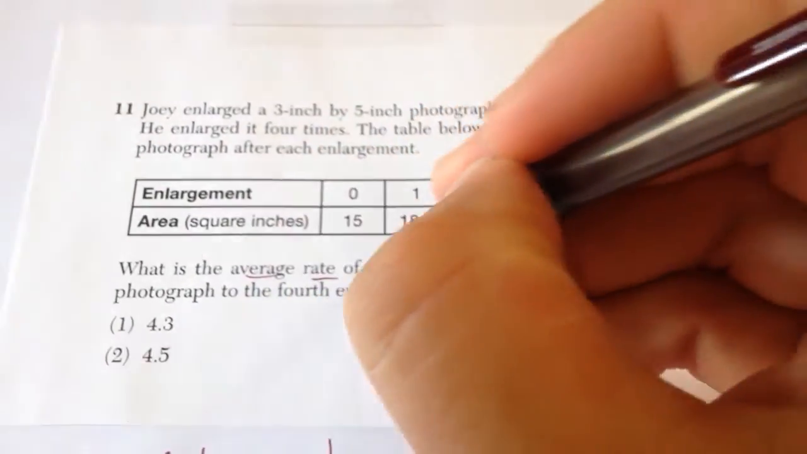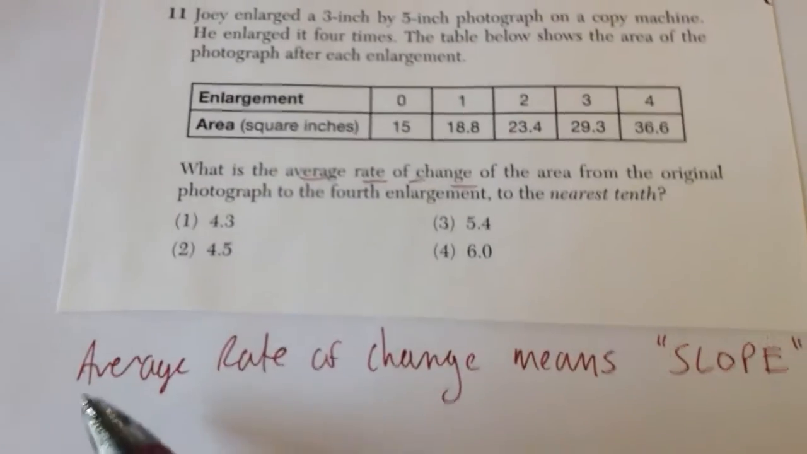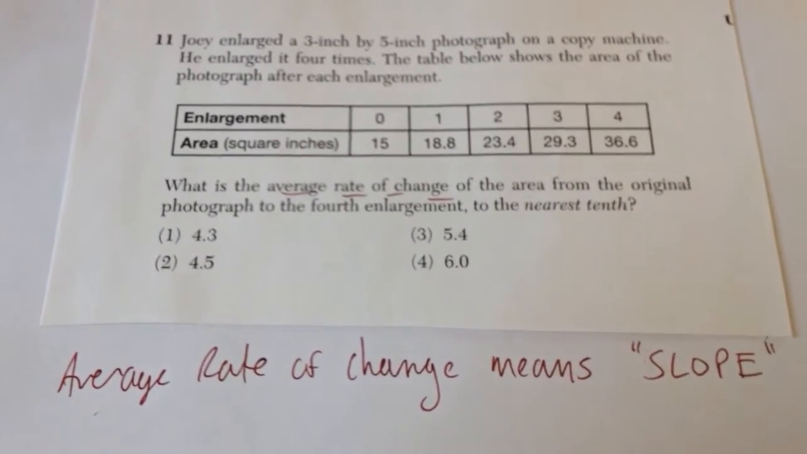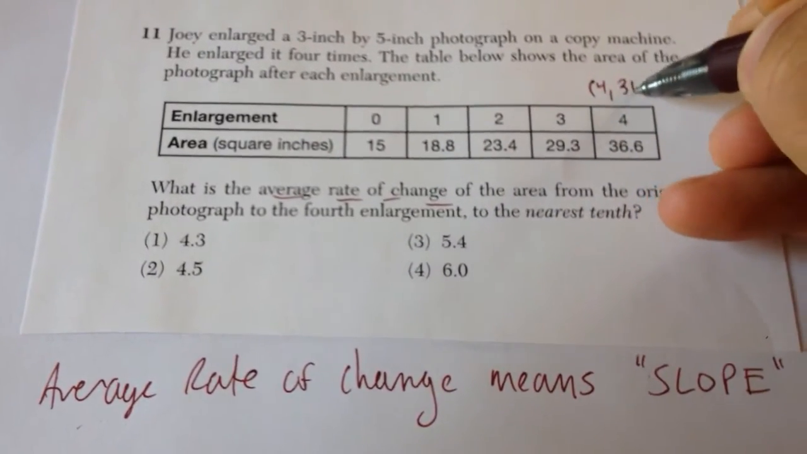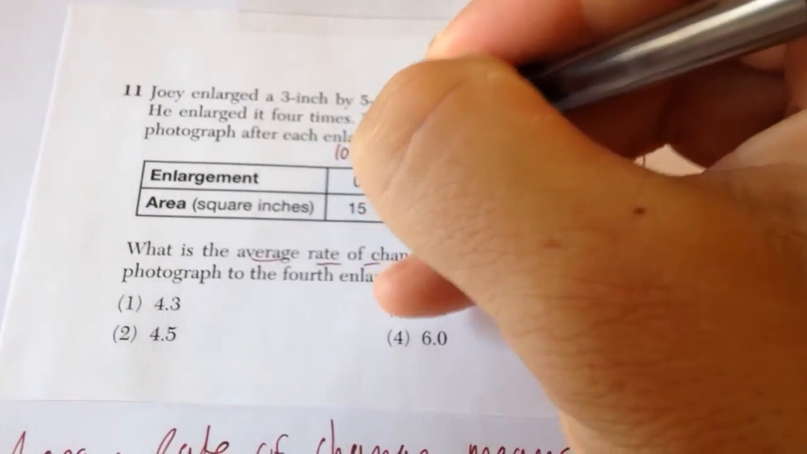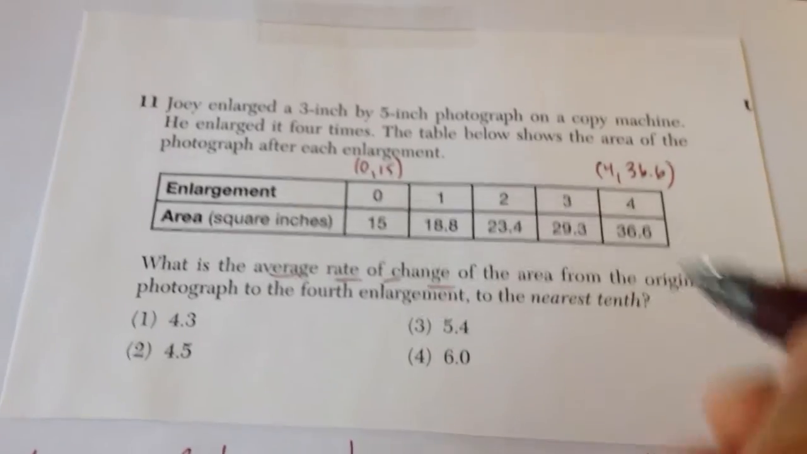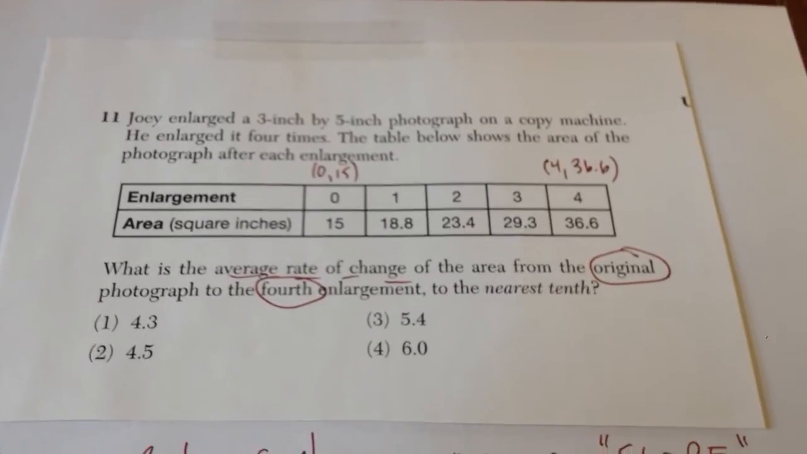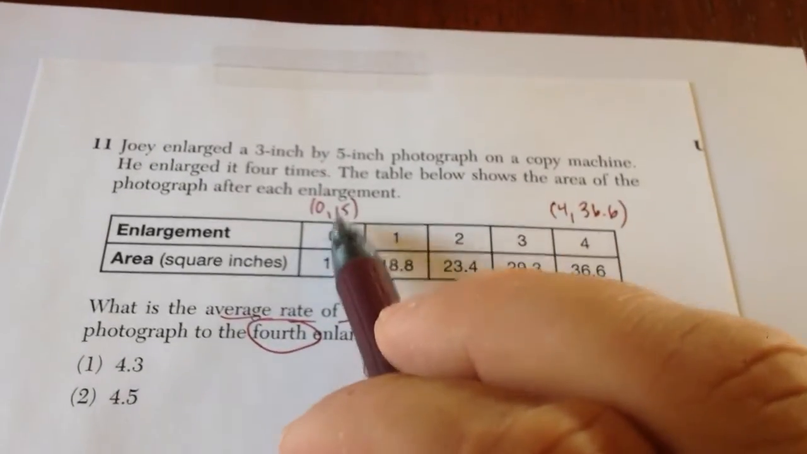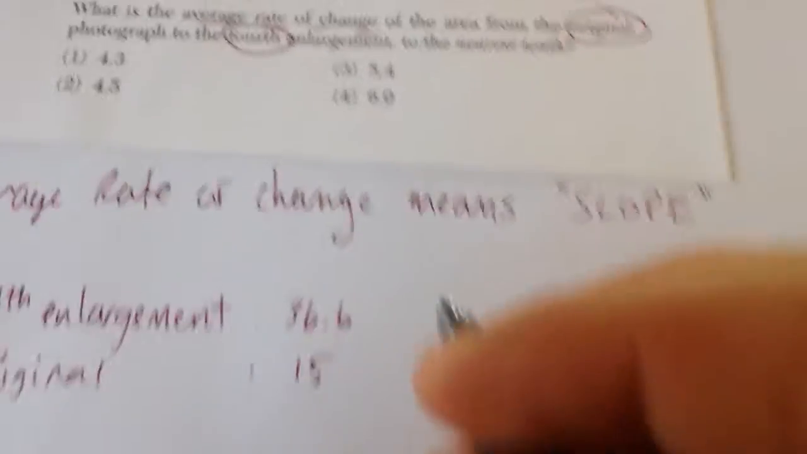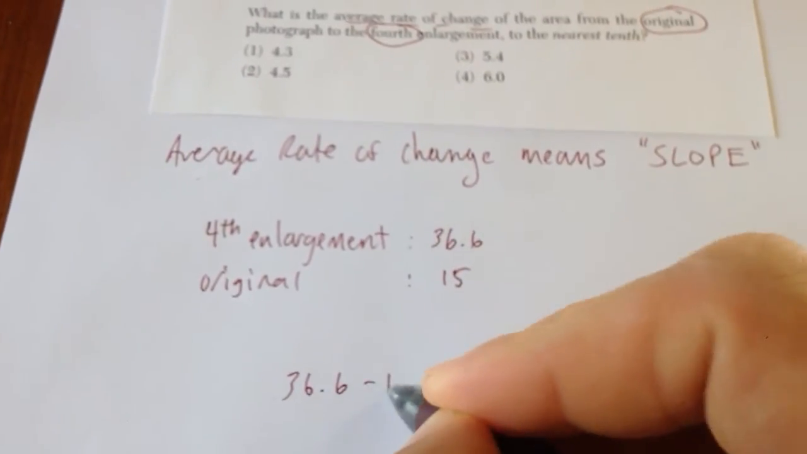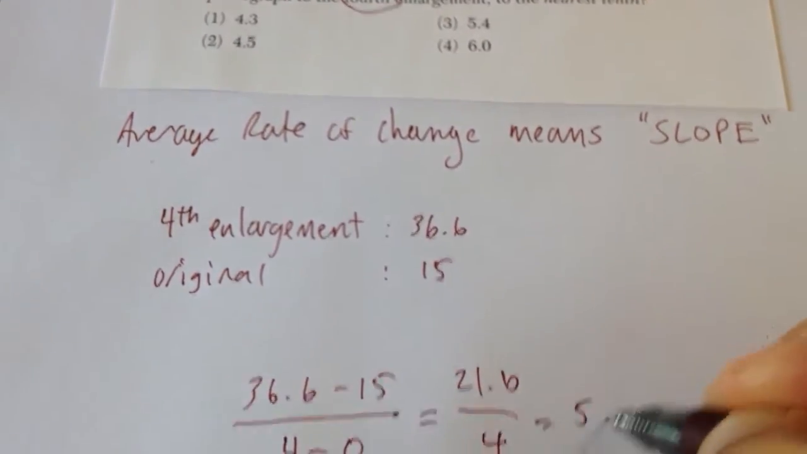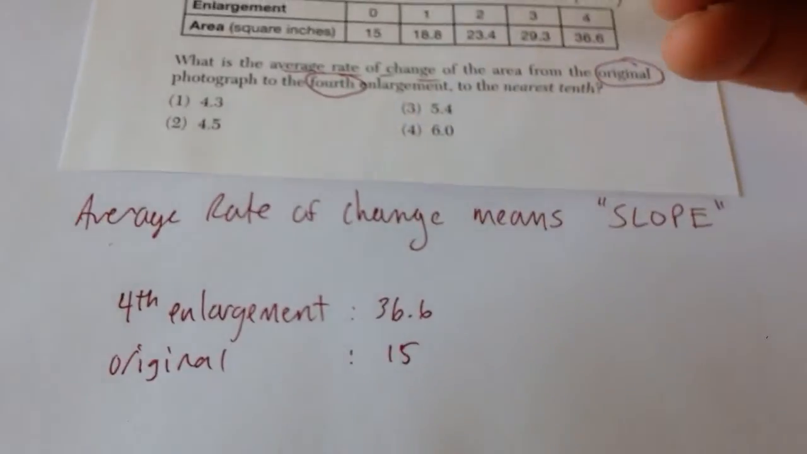And number 11, they're asking for the average rate of change of two pictures. Remember, graphically, the average rate of change essentially means slope, so we're going to apply the slope formula here. We're going to treat these as ordered pairs, (4, 36.6) and (0, 15). The reason I'm focusing on them is because it says the original photograph to the fourth enlargement. So I'm going to do the slope formula, 36.6 minus 15 divided by 4 minus 0. Choice number 3.